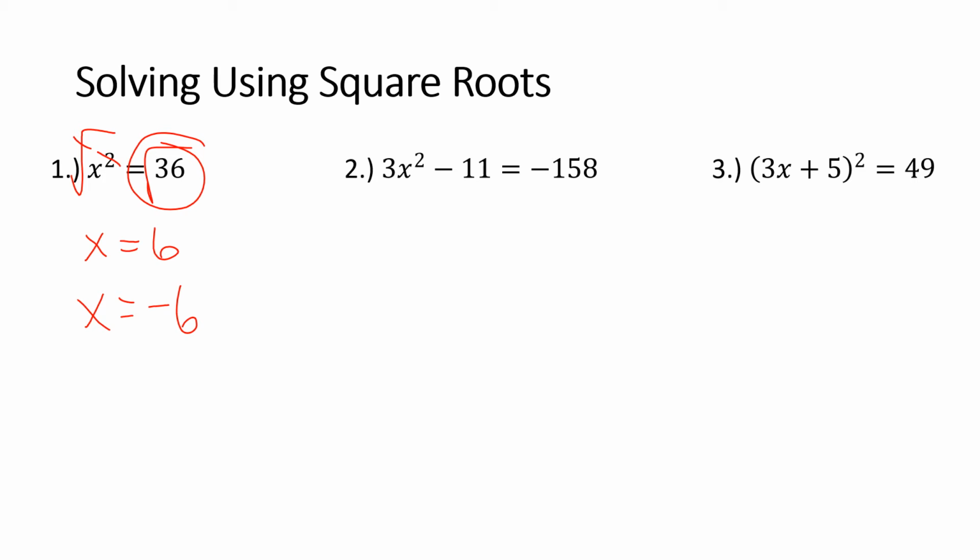Number 2, we have 3x squared minus 11 equals negative 158. Here we want to solve for x. I see my variable right here. So we want to take apart this problem. We want to cancel out one number at a time until the only thing left is just x. Now remember, you want to start with the things that are not attached and work your way towards the variable.